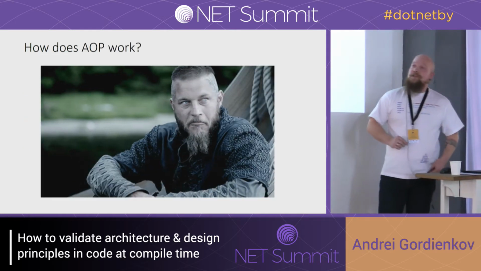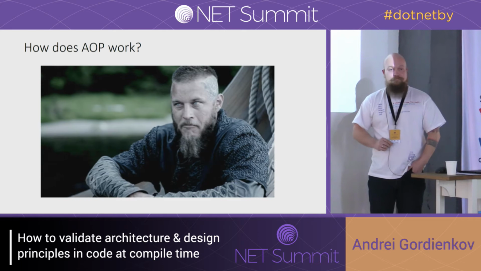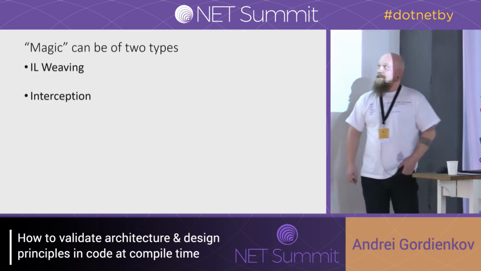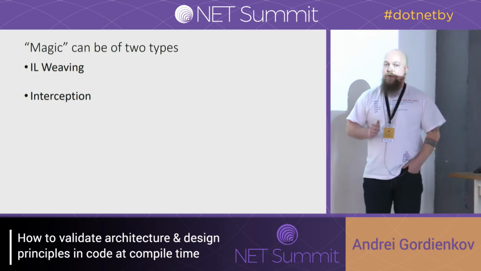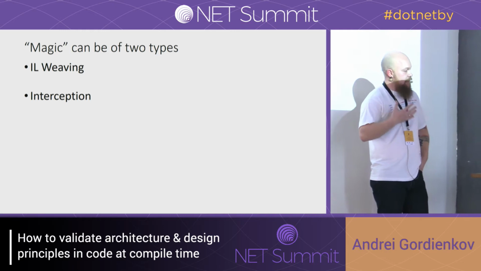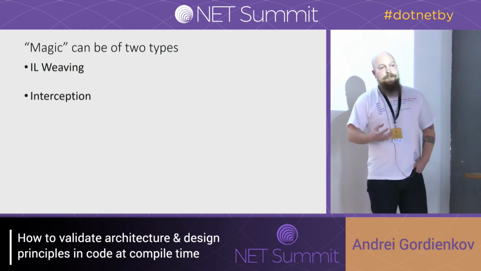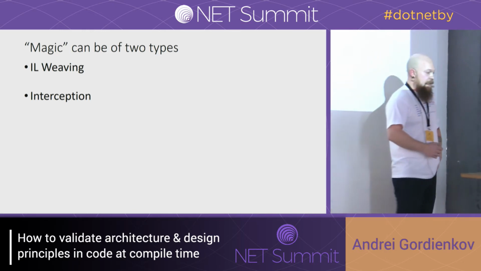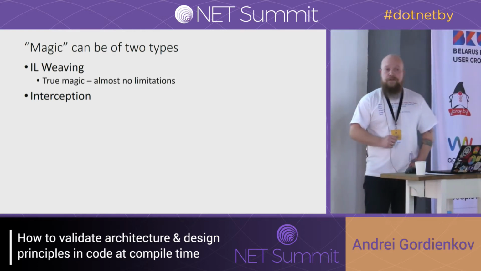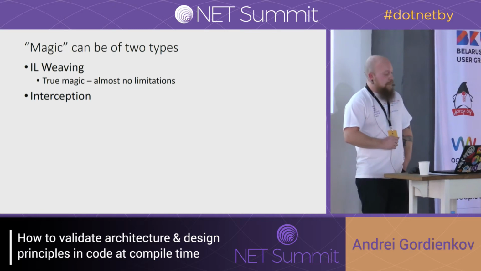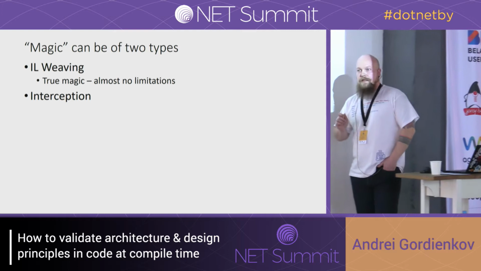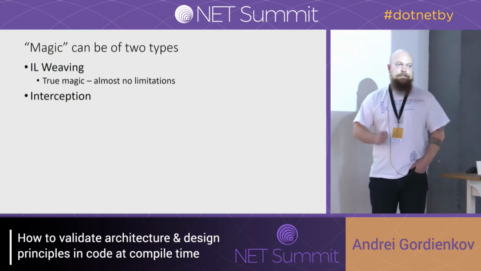And how does aspect-oriented programming work? So it's magic. And the magic can be of two types. It can be intermediate language weaving, when you modify your code at the stage when you get intermediate language code, and interception. So the true magic happens with the first type of tooling. So you have almost no limitation. You could even instrument constructors in some bright future.